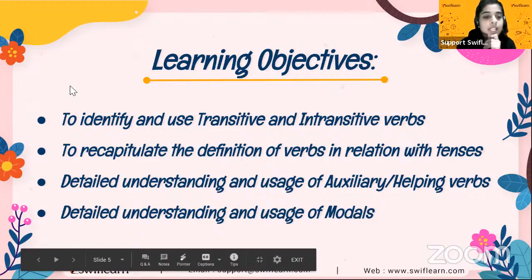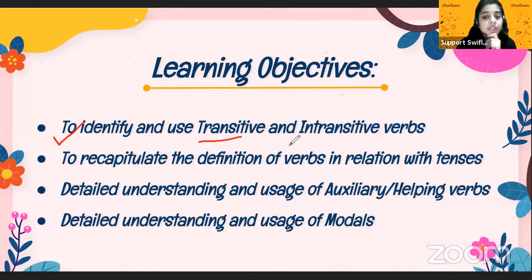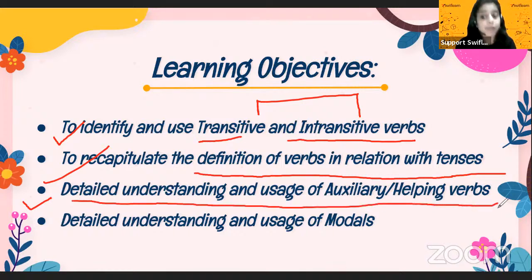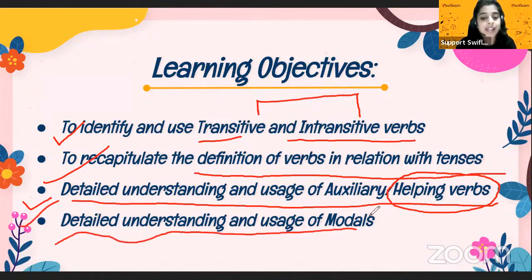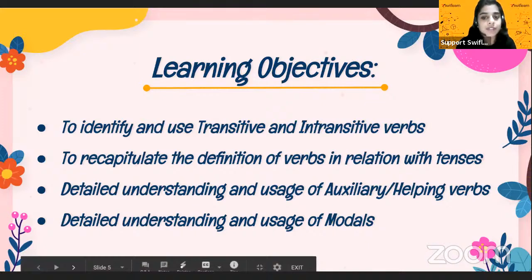And this is what we are going to learn today. So these are the learning objectives that will help you to understand what we are going to learn. So you will learn to identify transitive and intransitive verbs. These are two types of verbs. By the end of the session, you'll be able to recapitulate the definition of verbs in relation with tenses. What are verbs and what are tenses, that you will be able to learn today. Now, after this, you'll get a detailed understanding and usage of auxiliary or helping verbs. There are different types of verbs, and helping verbs are one of them. Next, you will also get a detailed understanding and usage of modals. Modals are also a kind of verb. So, let's move forward and start with the session.